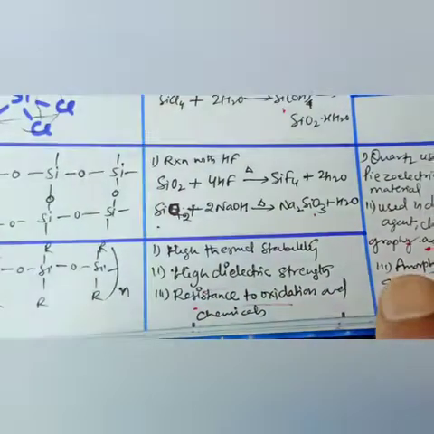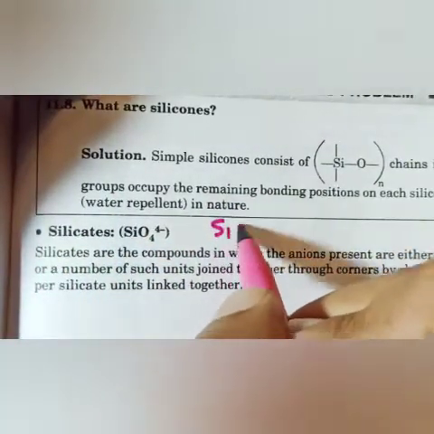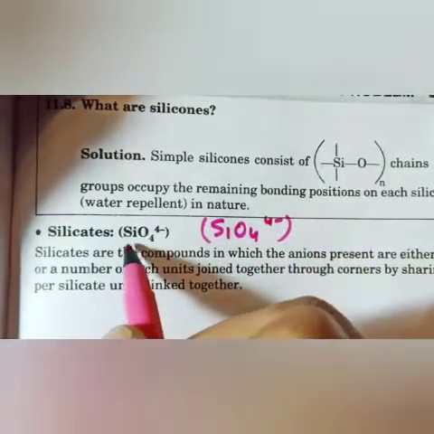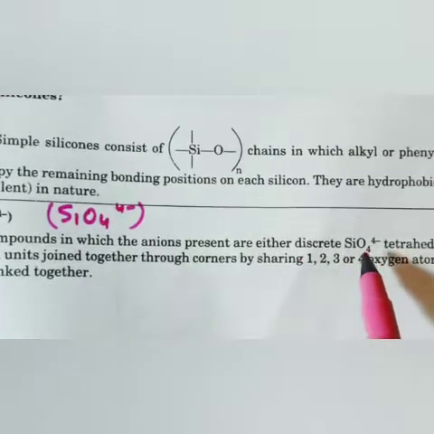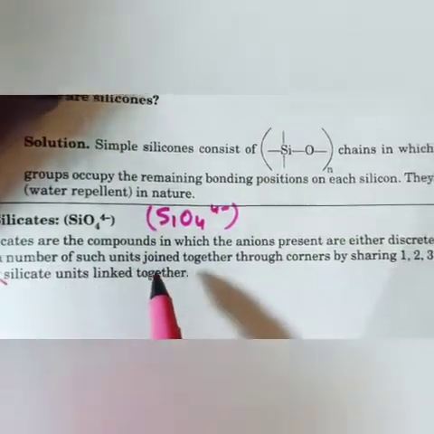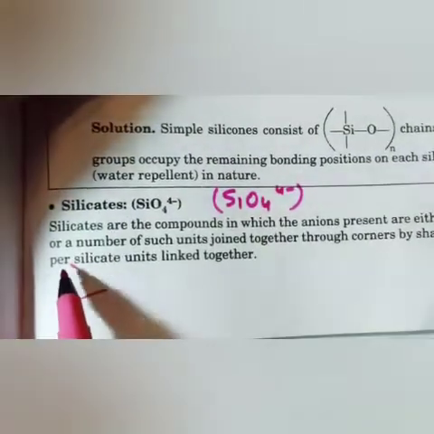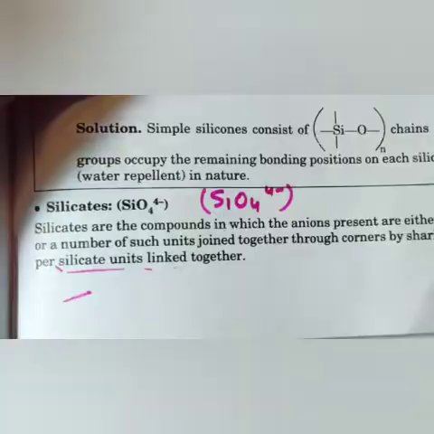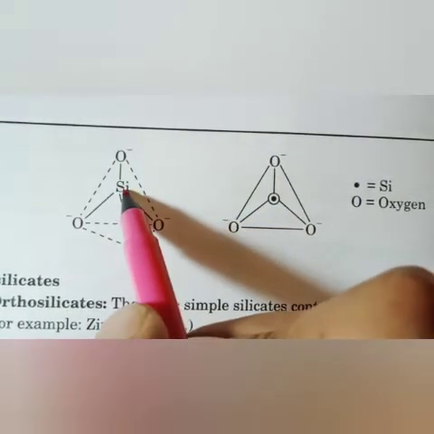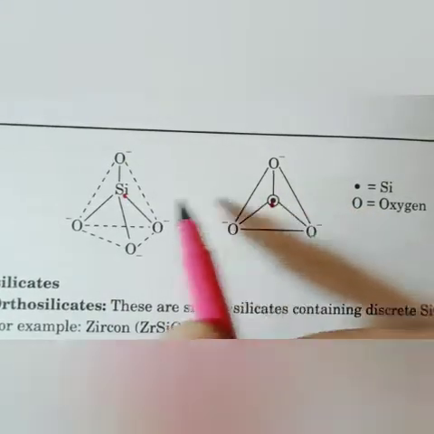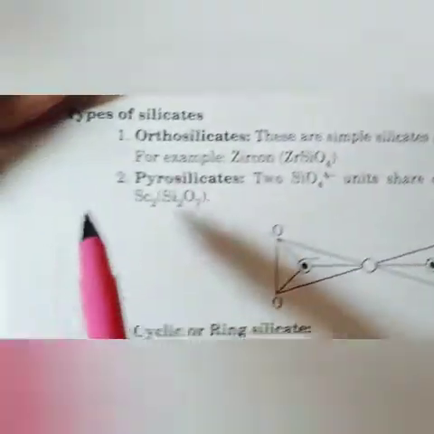Now we will talk about silicates. We will study silicates with the help of this book. Dear students, silicates are SiO4 4 negative. It is the compound in which anions present are either discrete tetrahedral units, or a number of such units joined together through corners by sharing 1, 2, 3, or 4 oxygen atoms per silicate unit. So this is the basic structure of silicate, where a tetrahedral structure is there, with silicon in the center and oxygen at the corners. So you can see the tetrahedral structure.